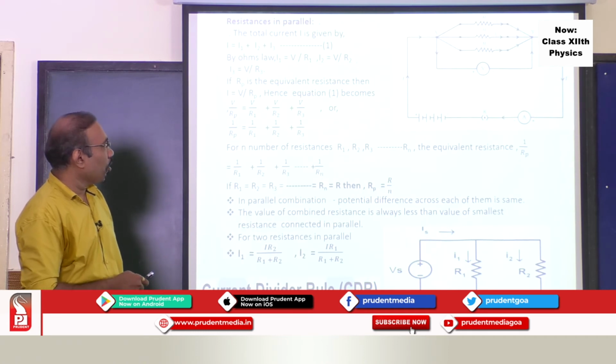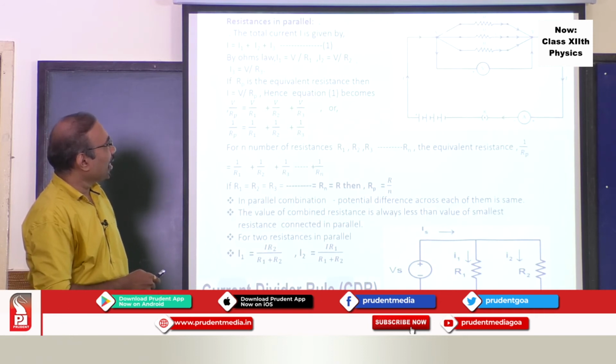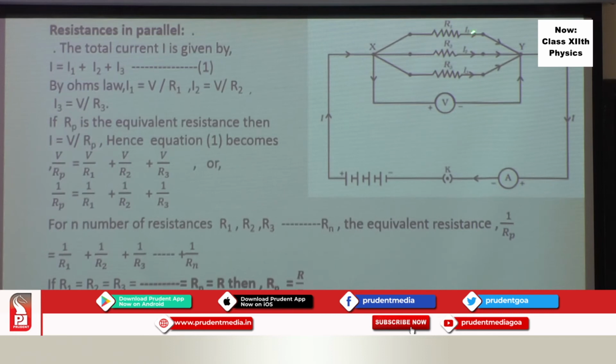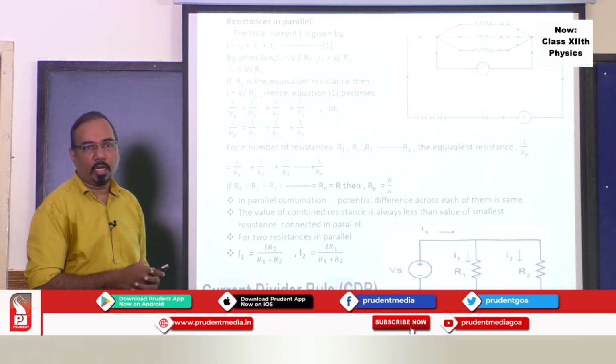Current is flowing on account of this battery, plug key and ammeter here. The ammeter measures current, and this current gets divided into three branches, I1, I2, I3. So total current I is equal to I1 plus I2 plus I3. Put in this relation using Ohm's law, and we can arrive at the final formula. 1 upon R equivalent is nothing but 1 upon R1 plus 1 upon R2 plus 1 upon R3. You can easily arrive at this particular equation.